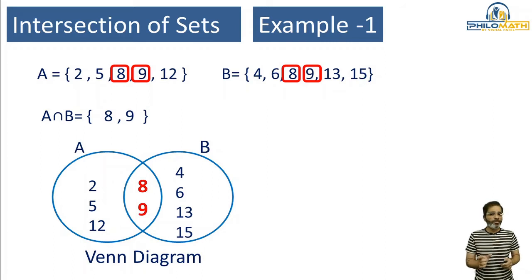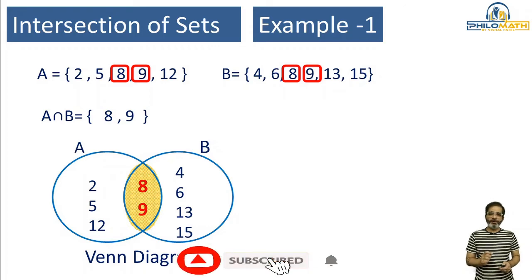Now here we are drawing the Venn diagram for A intersection B. What is the answer for A intersection B, students? {8, 9}. So here we have to shade only the common region, that is 8 and 9. Don't shade the whole part. Okay, so that is the first example for you.